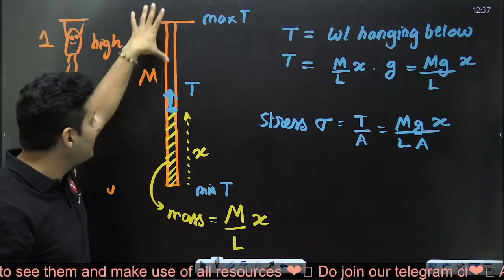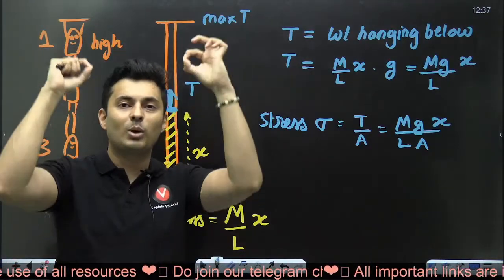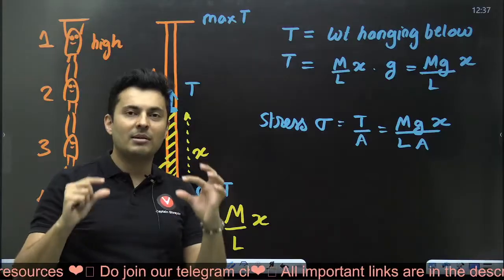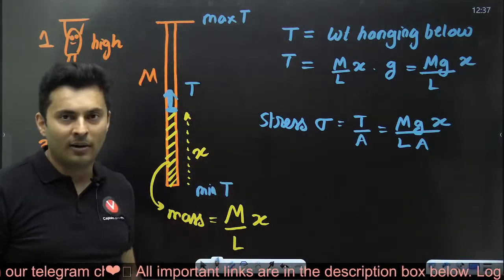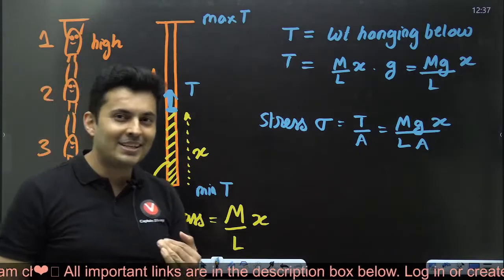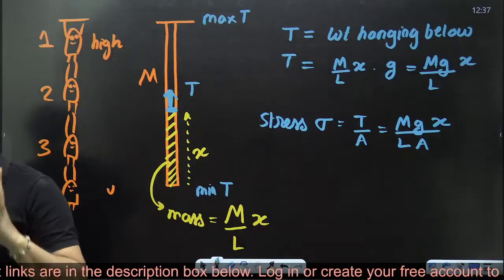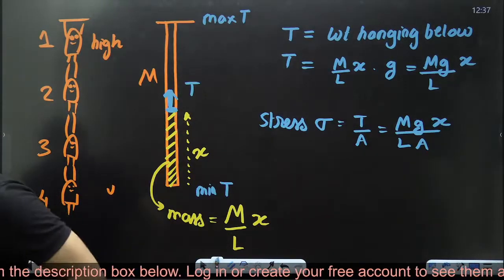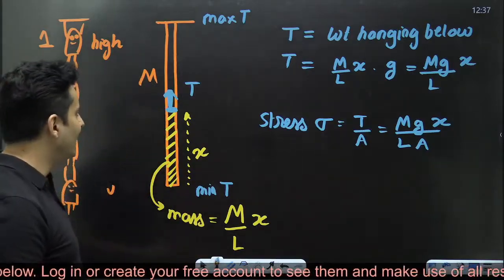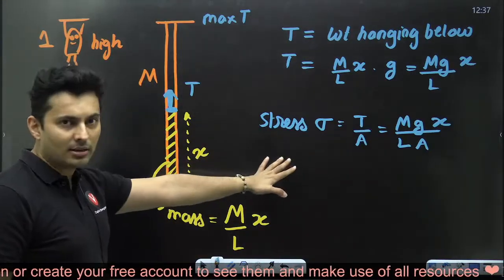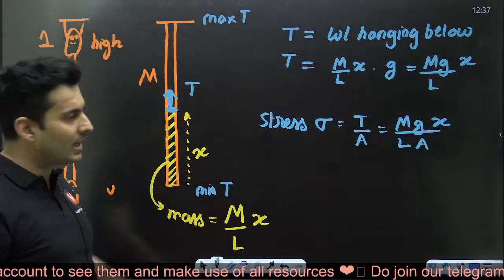Because the strains are different, the total elongation will be the sum of all the small changes throughout the rod. That means I need to involve integration. Is that very clear? Yes. So let's try to relate that as well. Till this point, we have just realized that the stress is dependent on which point you are calculating it at.